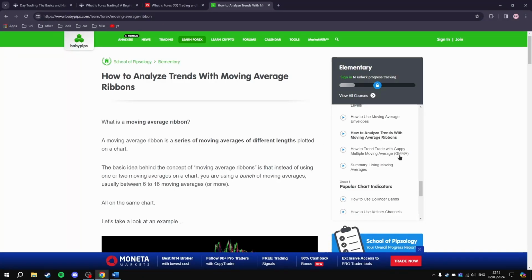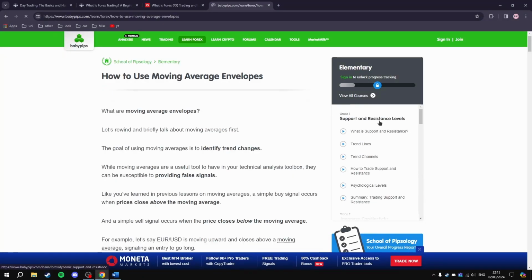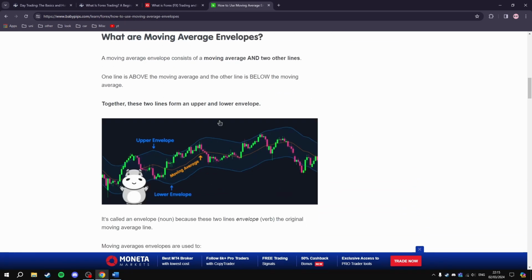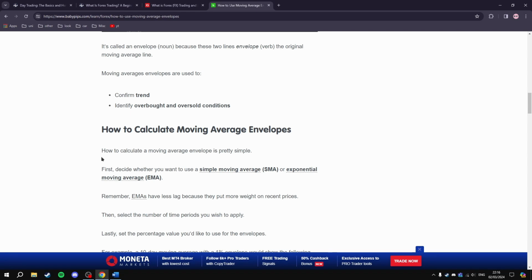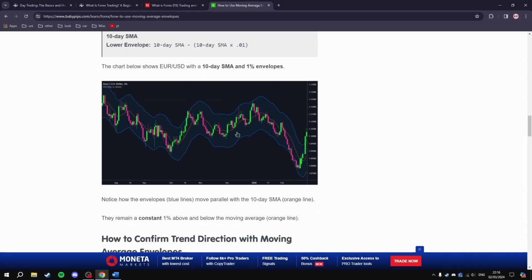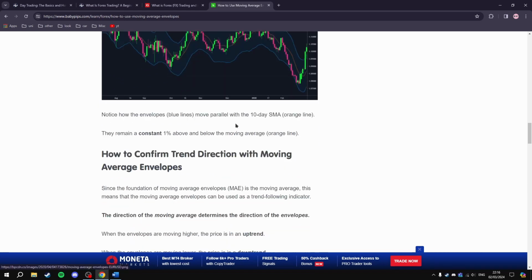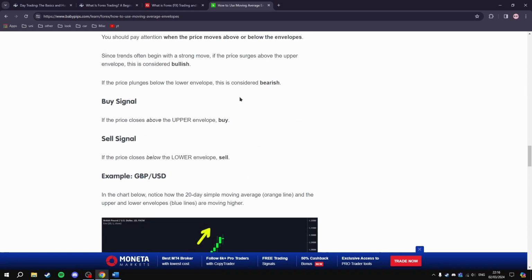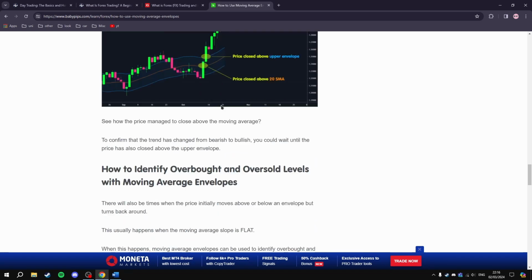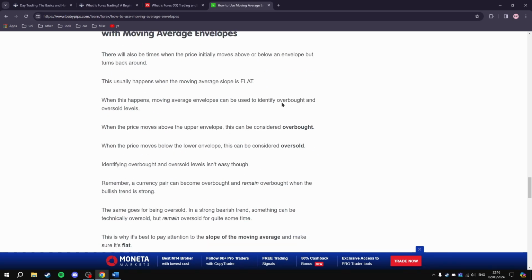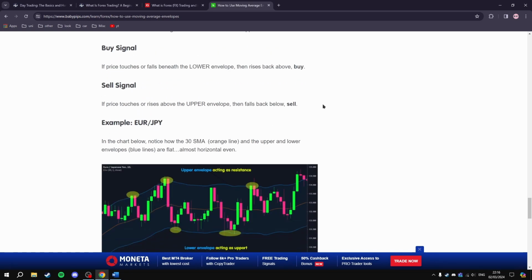In the last video we went through how to use moving average envelopes, basically setting upper and lower bounds for your moving average, and how to calculate it. Well, I think the software does it for you, but it's just an upper and lower range, as I've said. And then confirming trend directions, so when to buy, when to sell, and identifying overbought and oversold levels with the moving average envelopes.